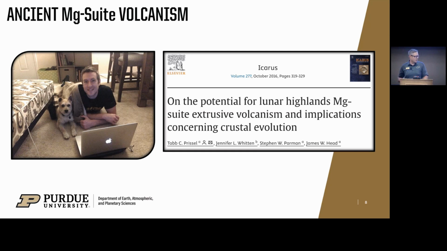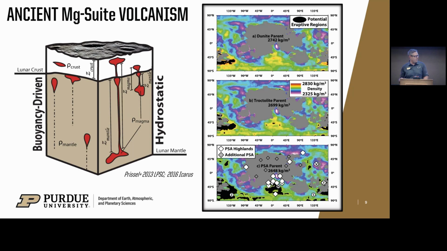And so we came up with a predictive model based on this, looking at buoyancy-driven ascent and hydrostatic ascent models, to come up with a little bit of a predictive model based on the GRAIL data that had just come out on where we might find MG Suite volcanics. And if we continued looking or continued sample return, we should see these extrusive equivalents in the sample collection.